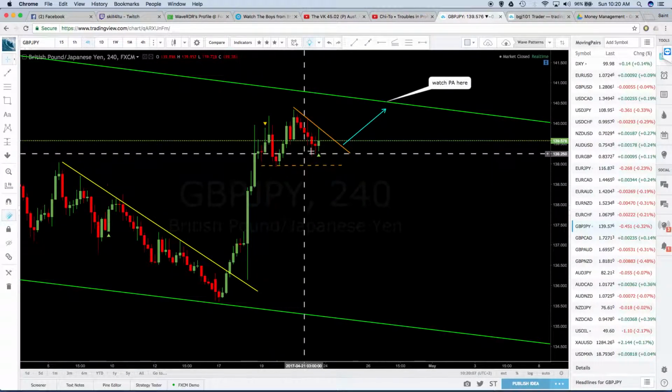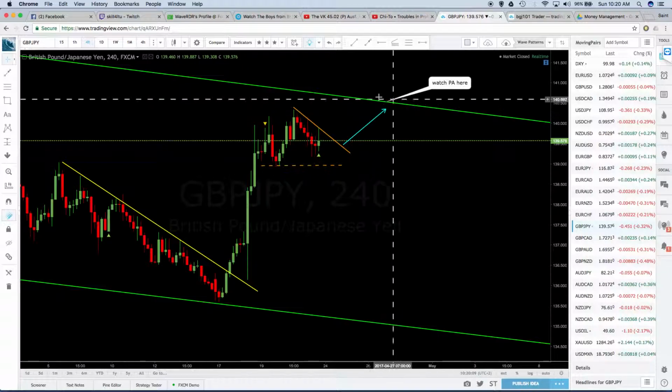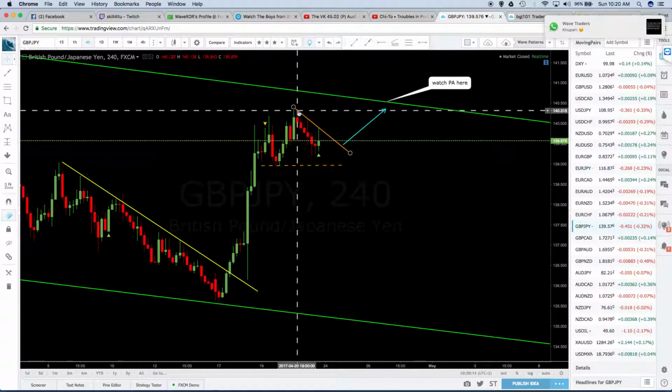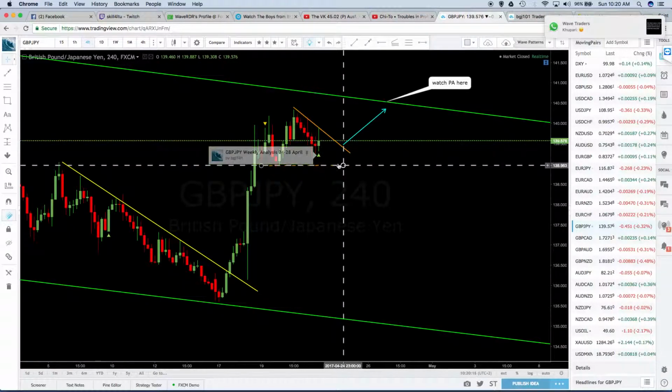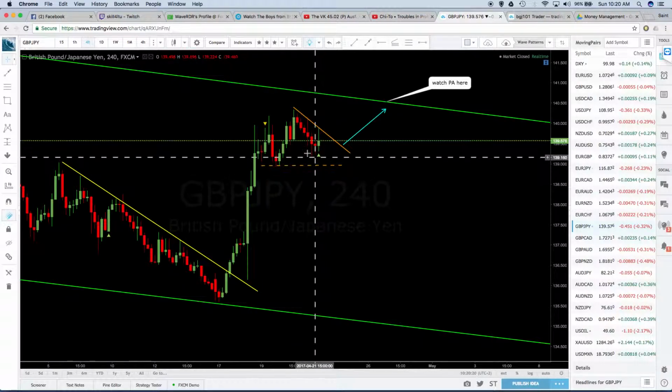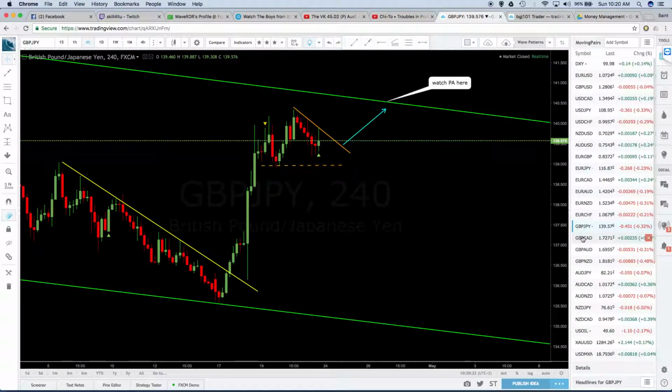GBPJPY, same thing with our yen pairs. We're looking for them to make a move up, and then check the trend line for reversals. But right now it's starting to form a flag. It hasn't really given anything clear yet, but it's not as pretty as some of the other ones.